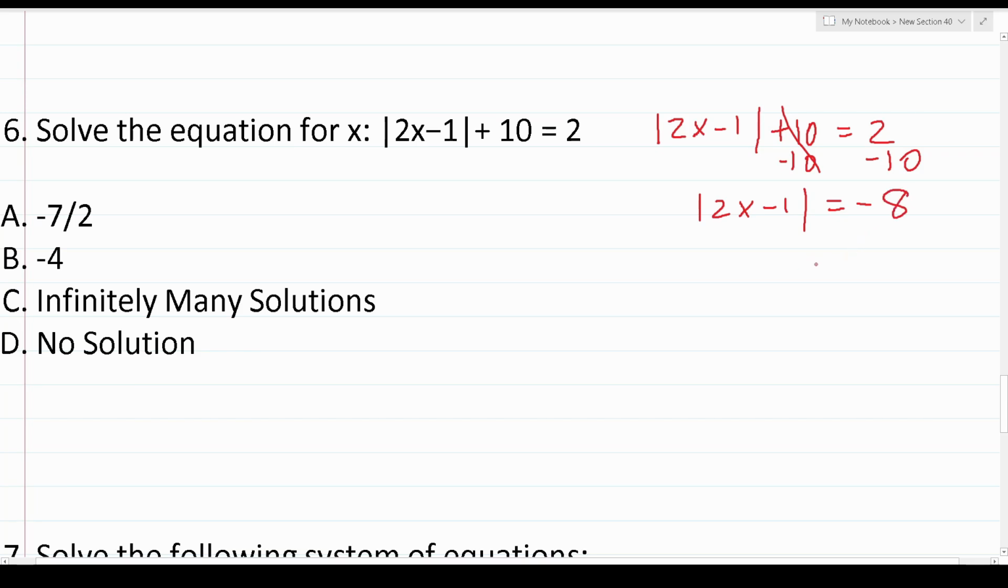All right, so this is where your knowledge of solving absolute value equations is very important. You could never have an absolute value set equal to a negative. There's no value that you can plug in for x such that this will ever become a true statement. So whenever you have an absolute value isolated and equal to a negative, there is no solution to it. All right, so the answer to this one is D, no solution.